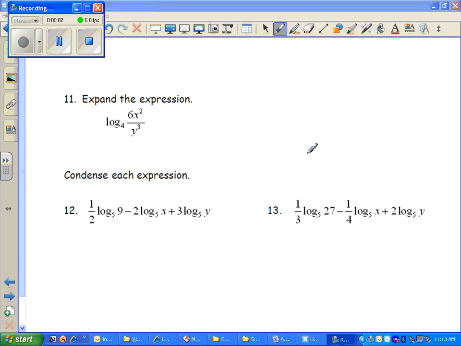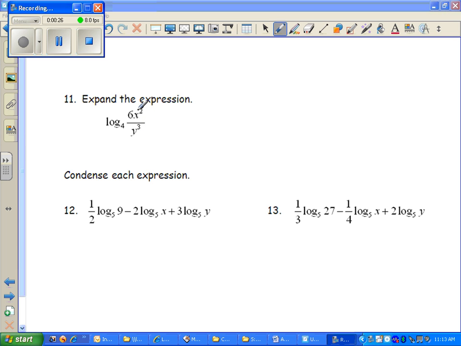For 11, 12, and 13, they're sort of similar. For number 11, we just want to expand this, which is going to make it look like numbers 12 and 13. For 12 and 13, we want to condense, which will actually make them look like number 11. So it's sort of forwards and backwards, and this is one of the items that people usually really like about this chapter. When we're expanding, we are going to take each piece and sort of separate it.